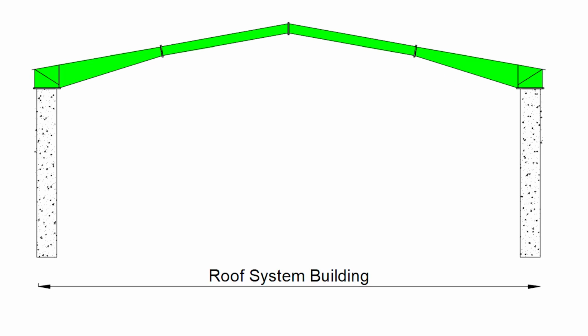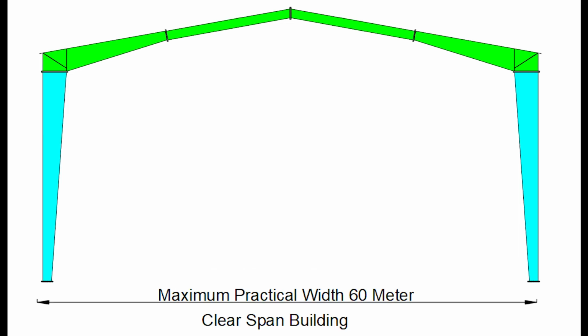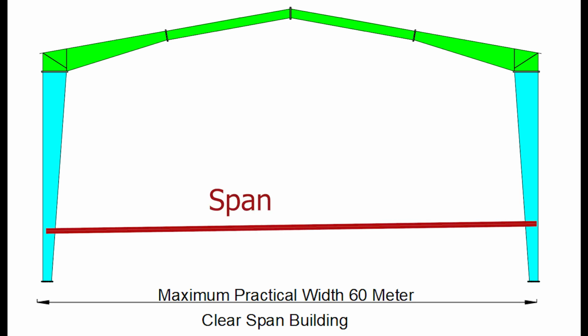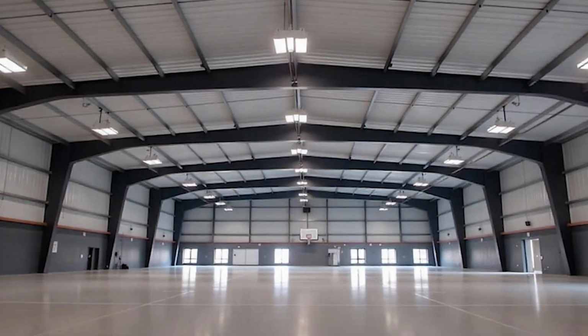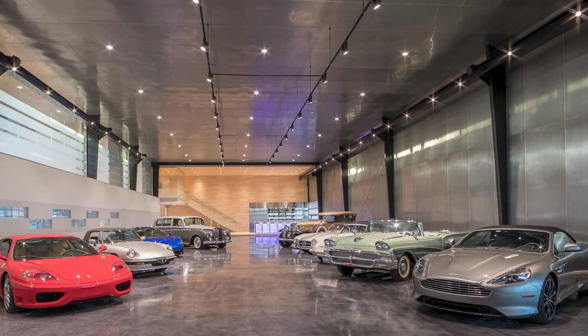Now we will learn about the construction and use of all these buildings. Clear span building. First, let's explain what a span is. The distance between two main columns is called span. Clear span buildings have no intermediate columns. Since there are no intermediate columns, we can utilize the floor area without any disturbance. The maximum practical width of this type of building can be up to 60 meters, which is very useful for medium and large industries.